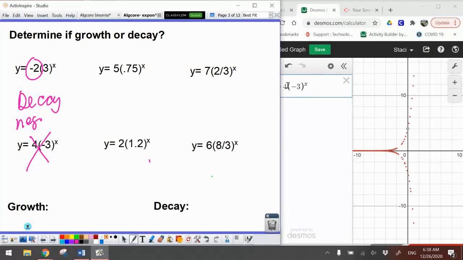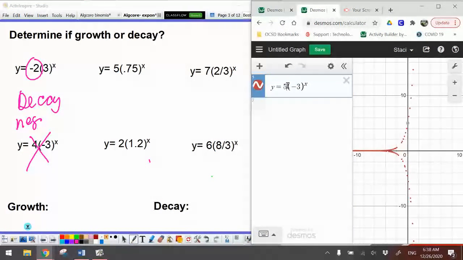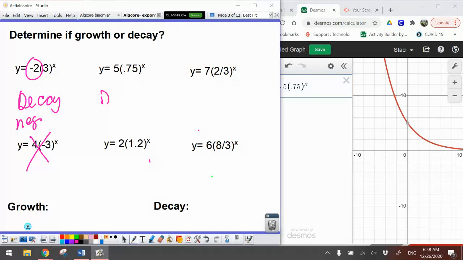Okay, let's go to this next one. So we're going to change this to a 5, and we're going to change this one to a 0.75. Well, I see that it started up and it went down. So this one is also a decay.